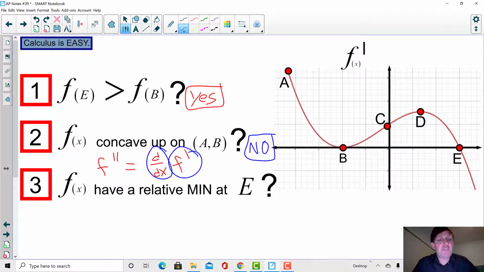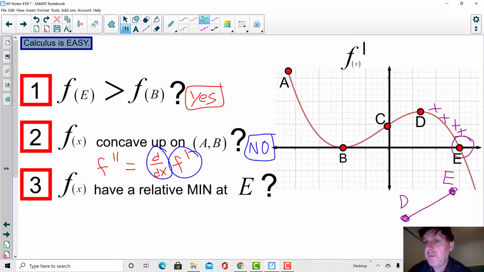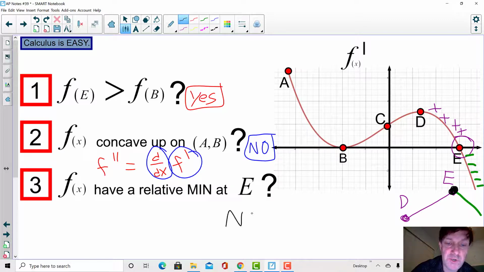Okay, question 3 asks if f has a relative minimum at x equals E. Now, because our first derivative is positive from D to E, that means our original function is going to increase from D to E. Then our first derivative is negative afterwards, and that's because the graph is below the x-axis. Since our first derivative is negative, that means our original function f would be decreasing after E. So it looks like point E is going to be a relative maximum. So we're going to have to say no to question number 3.